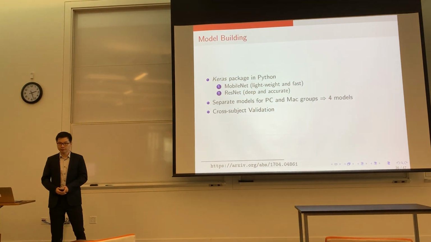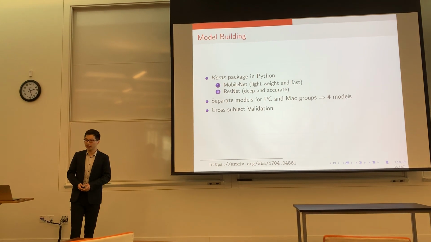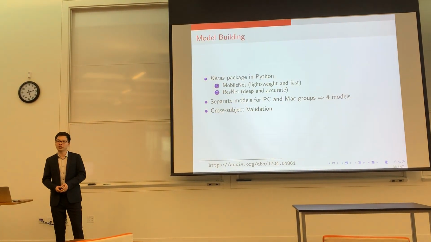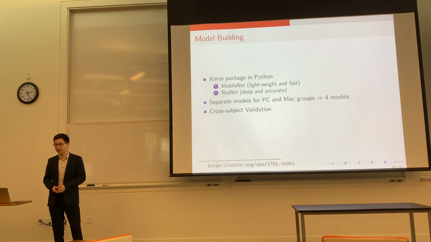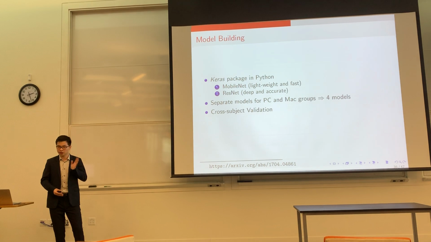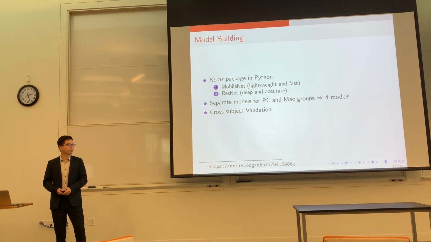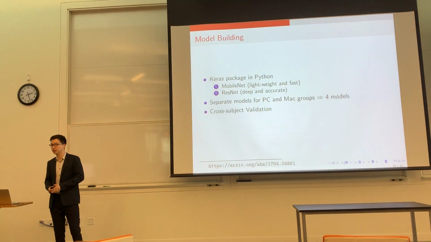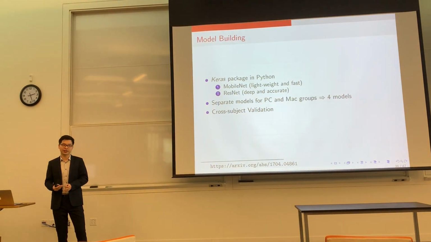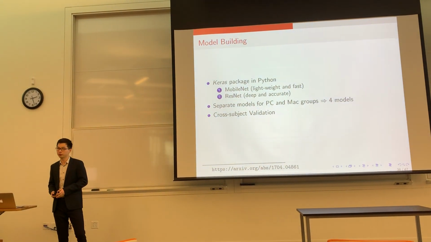For my actual implementation, I used the Keras package inside Python, and I experimented with 2 different CNN architectures. The first is called MobileNet, which is very lightweight and very fast, and as the name suggests, is used for mobile devices. And the second one is called ResNet, which is designed by Google. It's very deep and very complex, but it's very accurate as proven by experimental results.